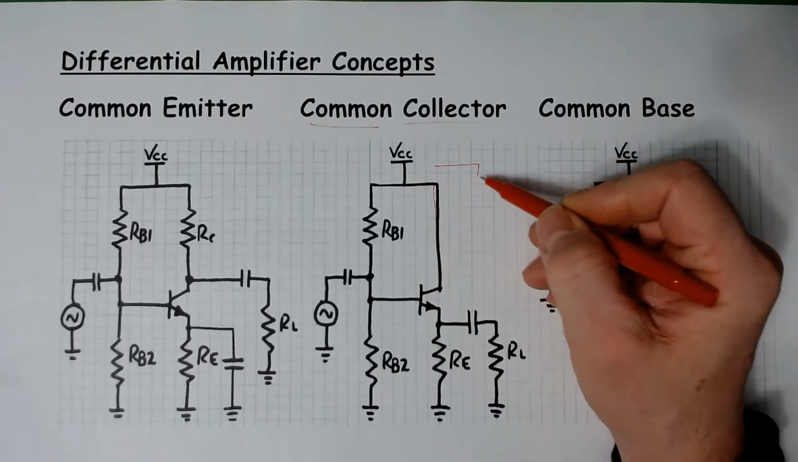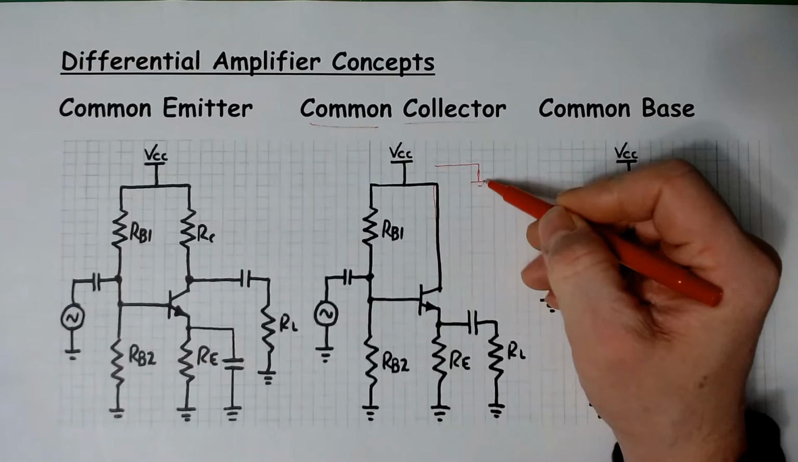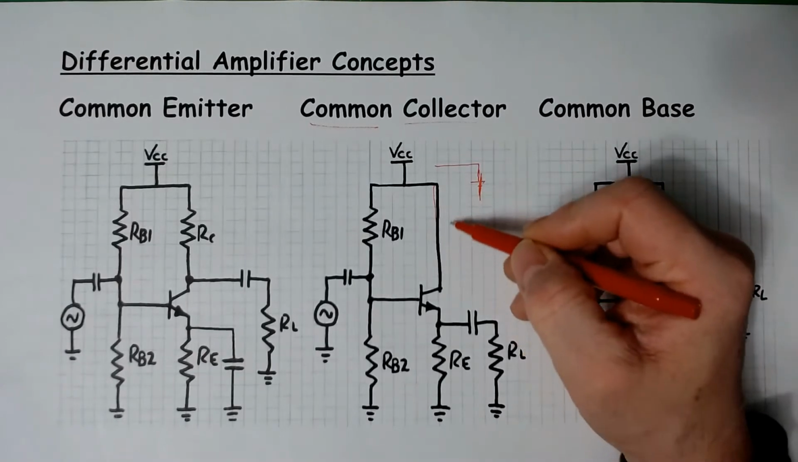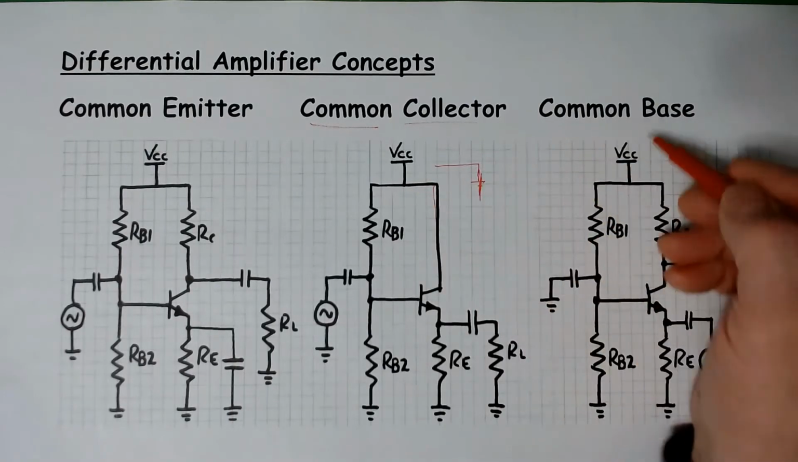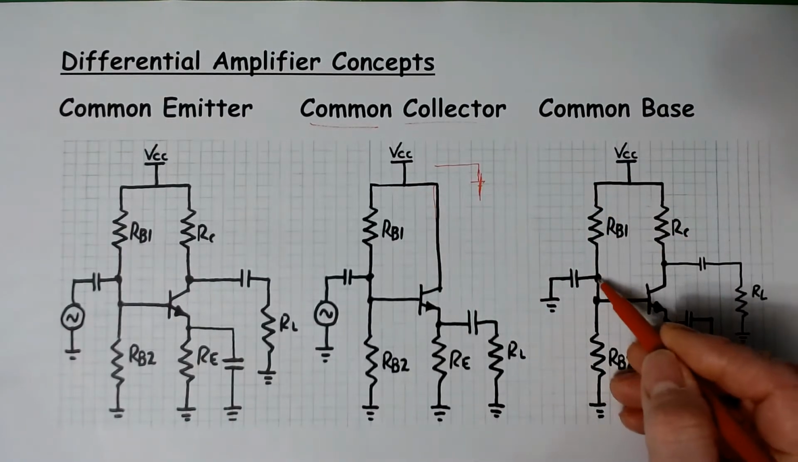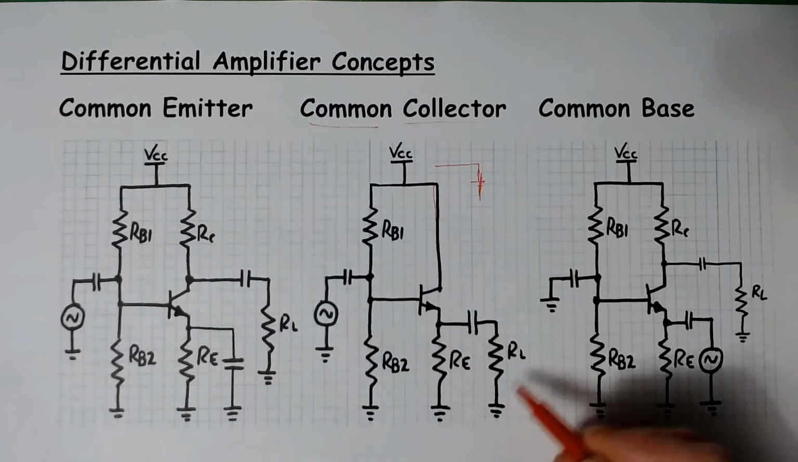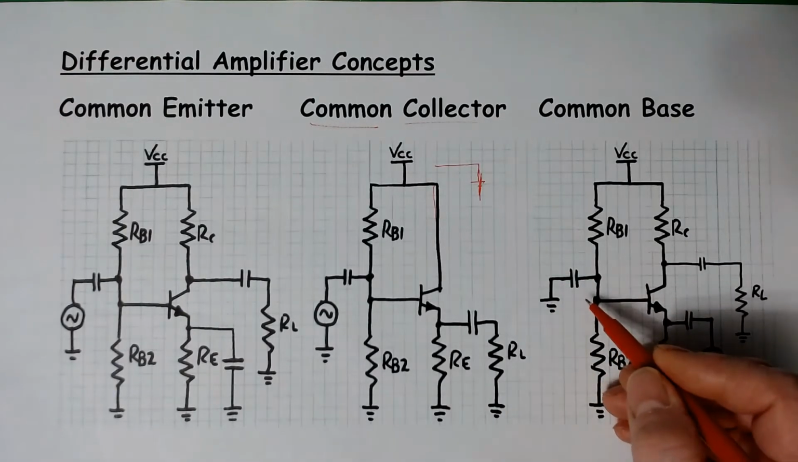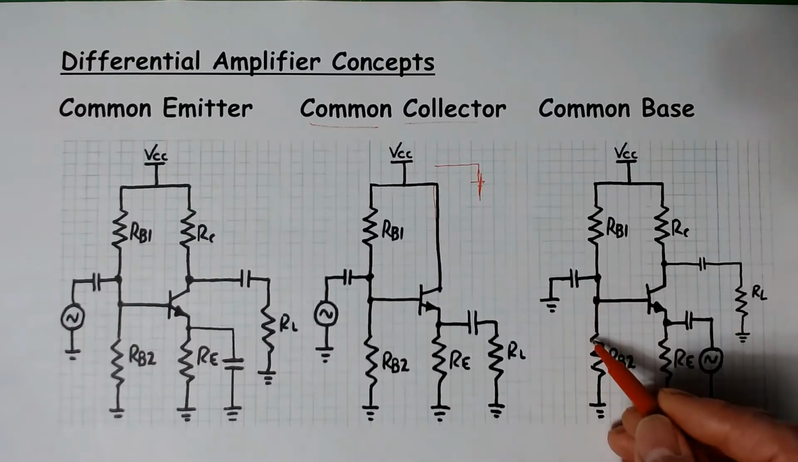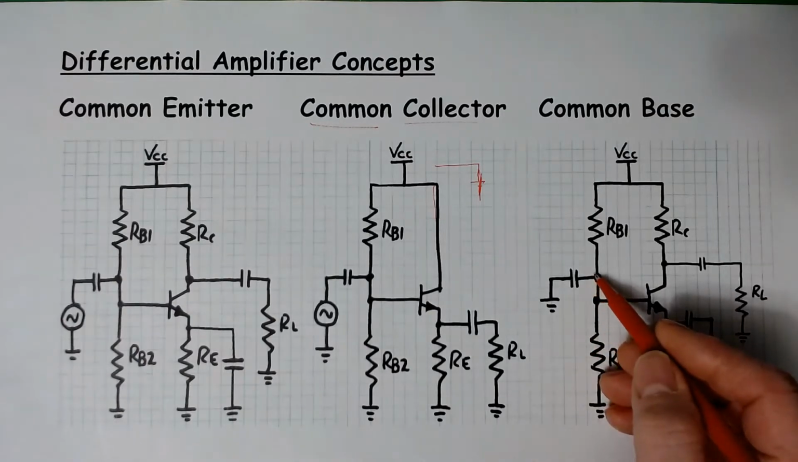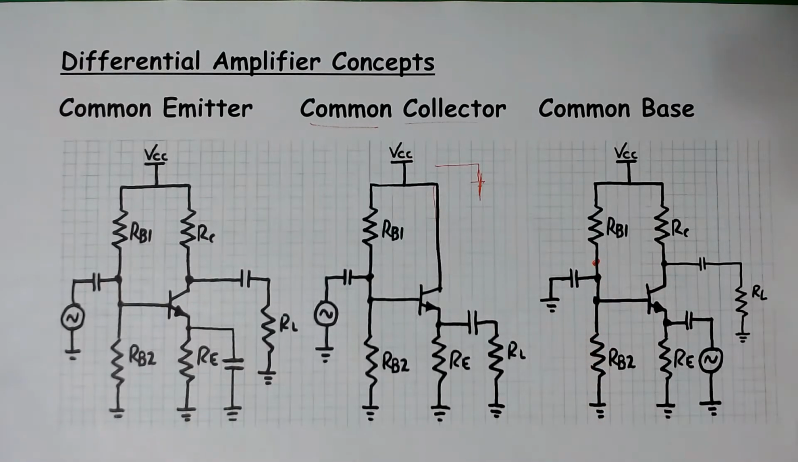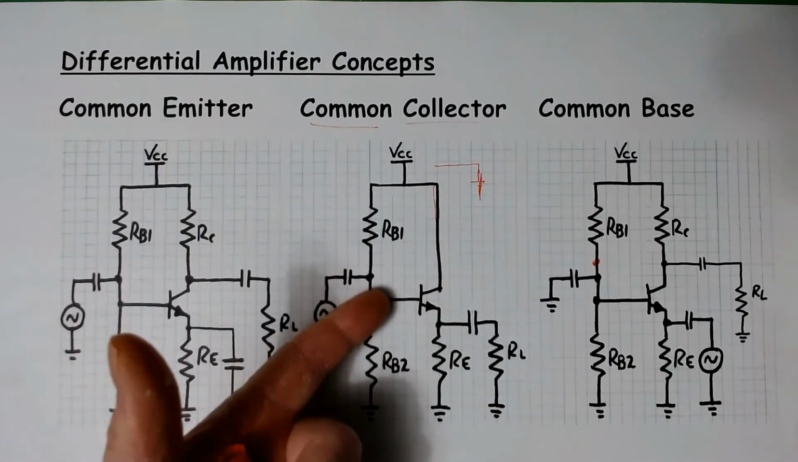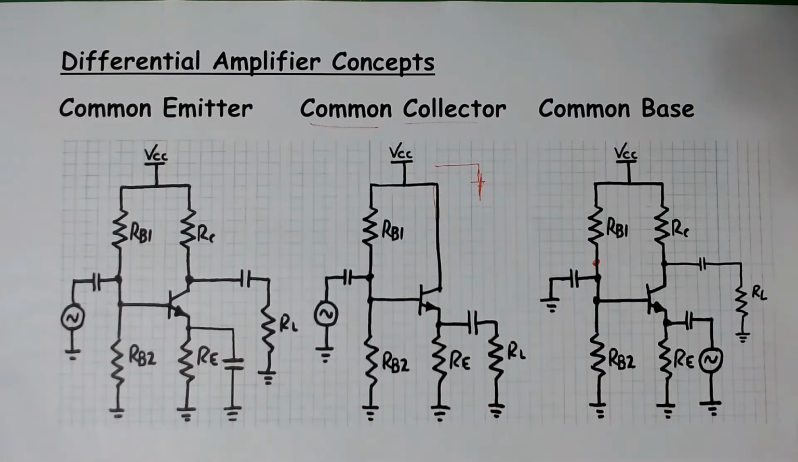But when we look at the AC equivalent circuit, we short that. So this is tying the collector to an AC ground point. And in the common base, we'll tie the base to ground through a capacitor. We do that with a capacitor so that we don't disrupt the DC bias voltage. But we tie the base to ground with a capacitor, and then this becomes an AC ground point. So that's common base. So common emitter, common collector, common base. Which terminal is grounded to an AC ground point?